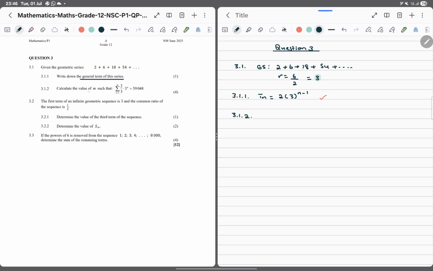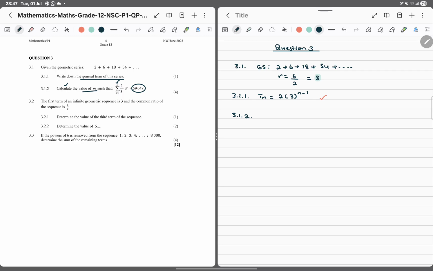So we have 3.1.2. It says we need to find the value of m, but now the question says calculate. So we need to show a calculation such that sigma of 2 over 3 times 3 to the exponent n, starting from n equals 1 to m, is equal to this. So we are given the sum. So now we need to find what is the last term. All right, okay, the position of the last term, by the way.